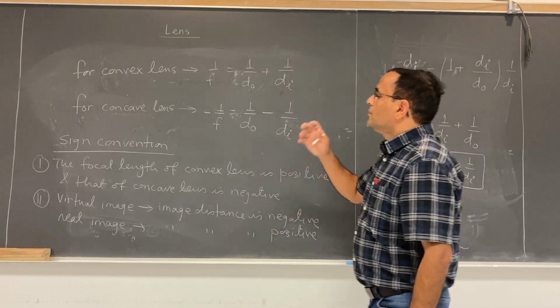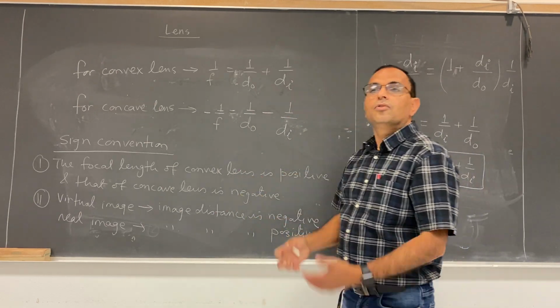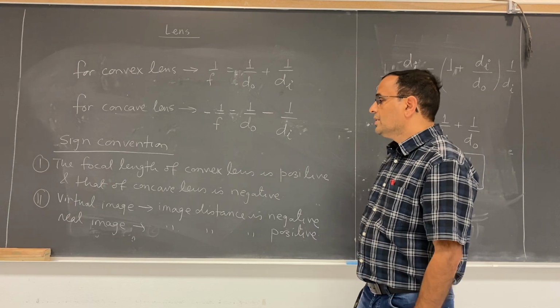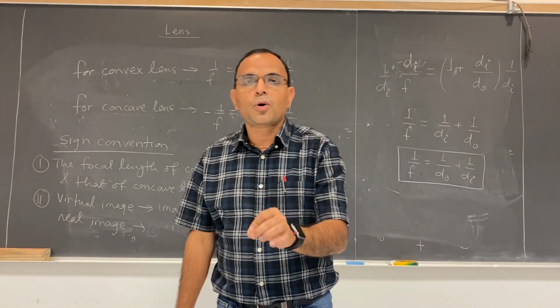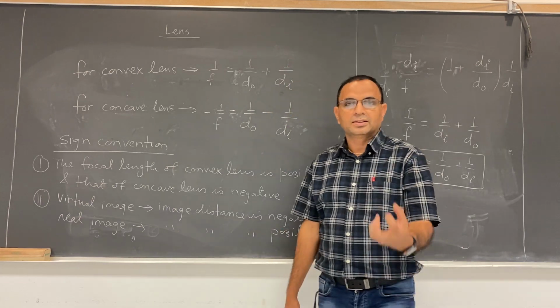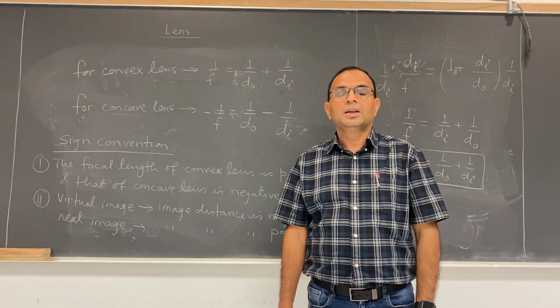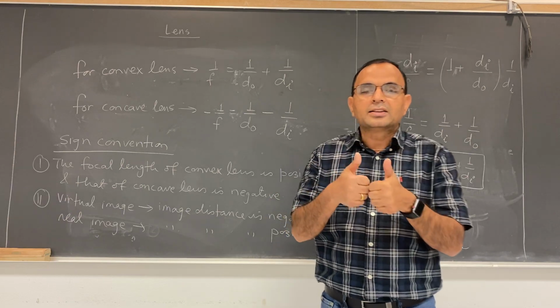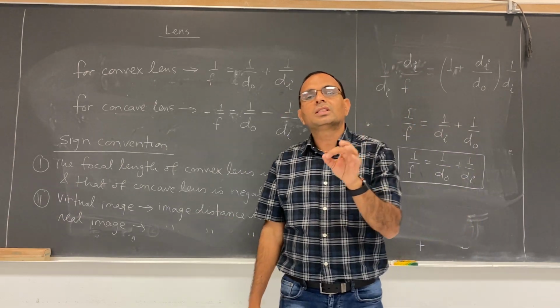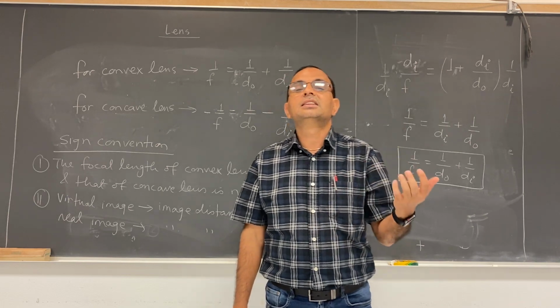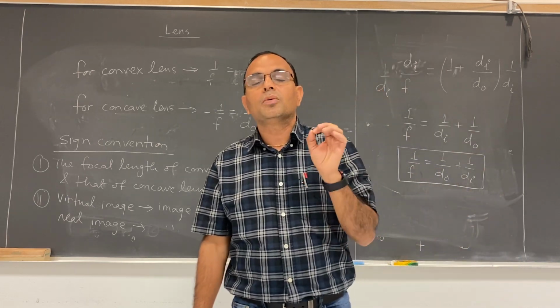Look at this. The focal length of the convex lens is positive, the focal length of the concave lens is negative, and if you have a real image, the image distance is positive. If you have a virtual image, your image distance is negative. And if your image is upright, image height is positive. If your image is upside down, we call that an inverted image. In that case, it is negative relative to the object height.